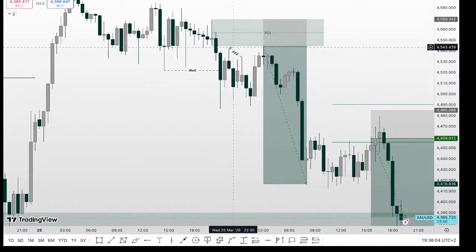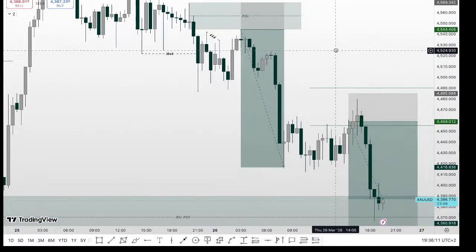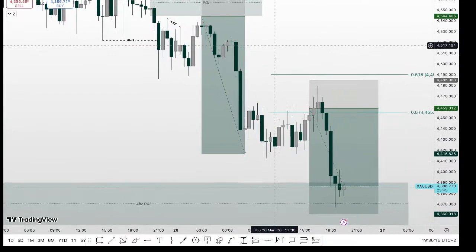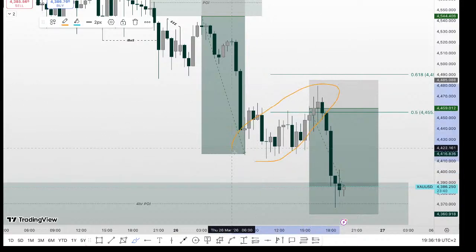So immediately after the market swept these highs, that's when I was like, okay, sharp, I think it's time to take these sales towards the downside. And then we took these sales towards the downside. And then what had happened, this is what had happened. The market then mitigated here.